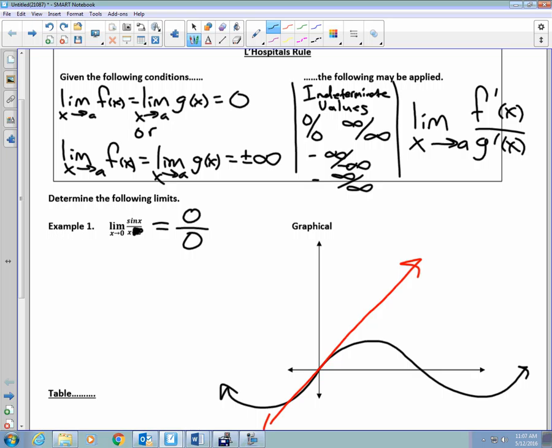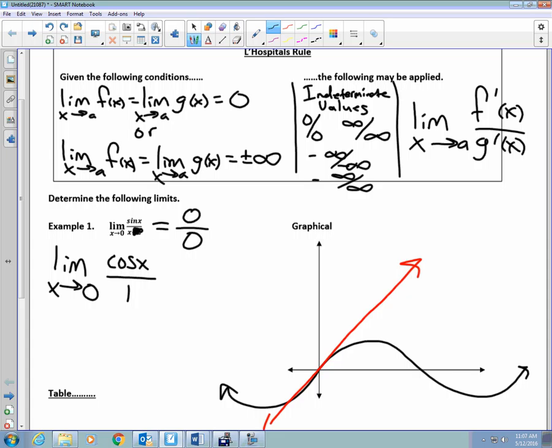This works out sweet. What is the derivative of sine of x? You just took the AP exam. What's the derivative of sine of x? Cosine. Thank you. The negative being on top or bottom doesn't matter. Okay, so the derivative of sine of x is cosine of x. Derivative of x, 1.